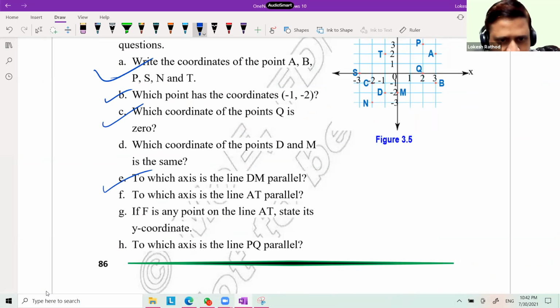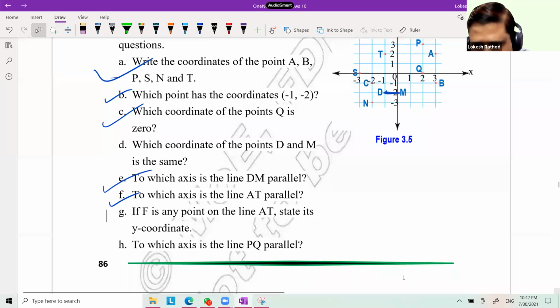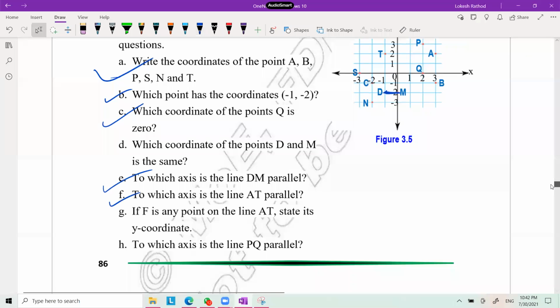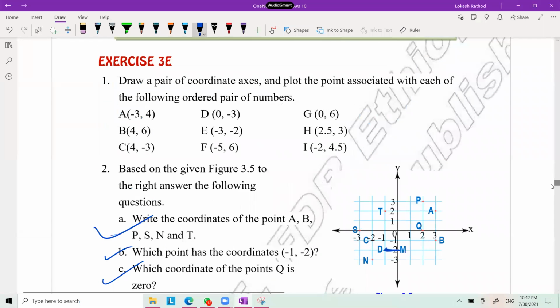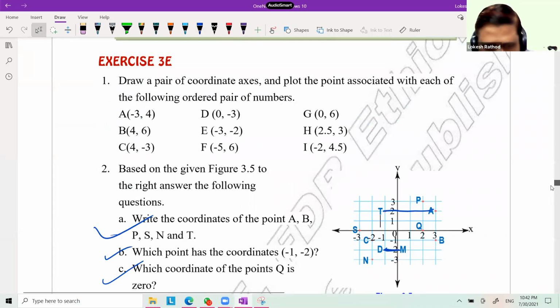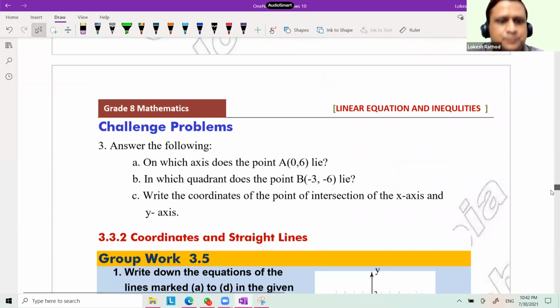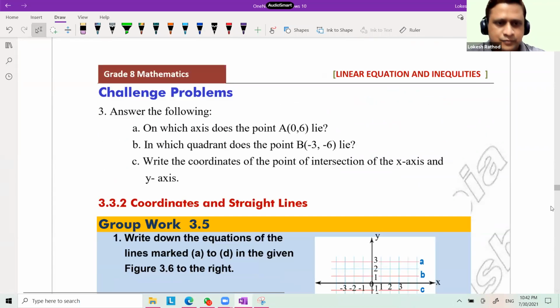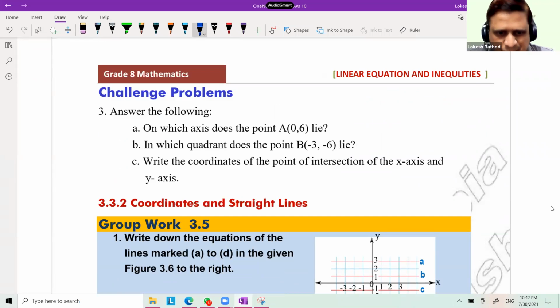To which axis is DM parallel? What is DM? DM is this. So DM is parallel to the x-axis, right? To which axis is AD parallel? Where is AD? This AD is this, right? So AD is also parallel to the x-axis, right? So we can answer this type of questions, right?